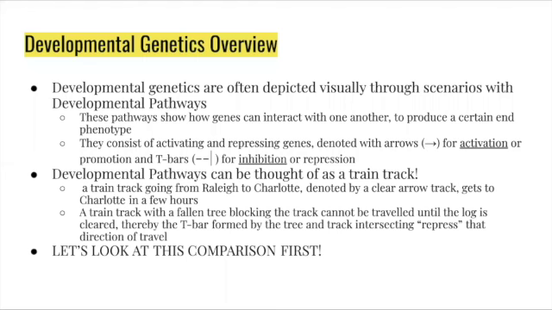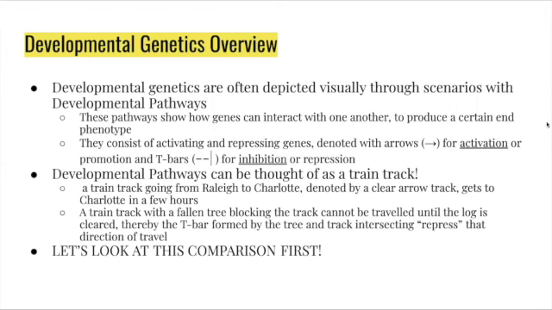First off, a developmental genetics overview. Developmental genetics are often depicted visually through scenarios with developmental pathways. These pathways show how genes can interact with one another to produce a certain end phenotype. They consist of activating and repressing genes, denoted with arrows for activation or promotion, and T bars for inhibition or repression. Developmental pathways can be thought of as a train track.